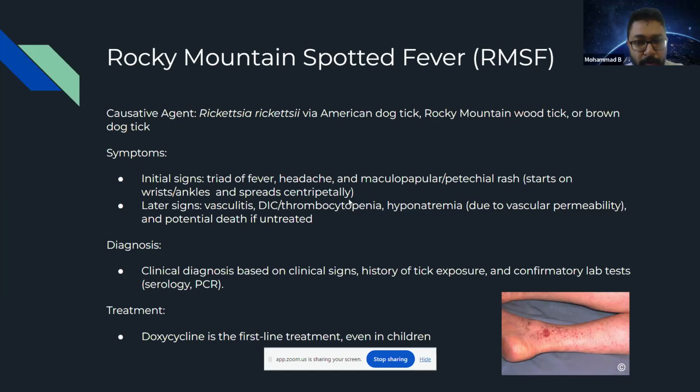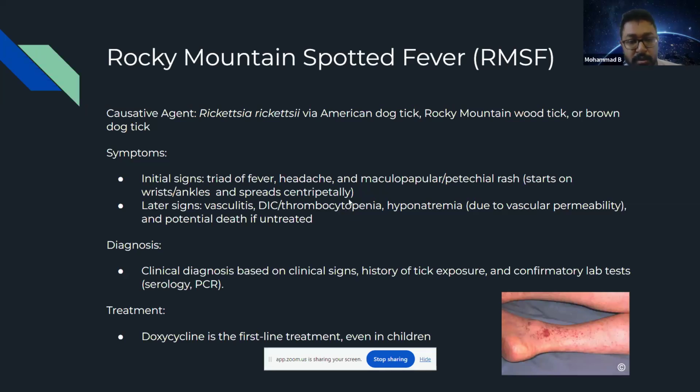And the reason why we have a petechial rash is that Rickettsia rickettsii causes the symptoms via vasculitis. And as we know, vasculitis causes an inflammation of the blood vessels, and it increases the permeability of those blood vessels. And this is the reason why some patients might present with hyponatremia, which would indicate very severe disease. And of course, the inflammation could cause DIC and thrombocytopenia. And if untreated, it might even cause death.